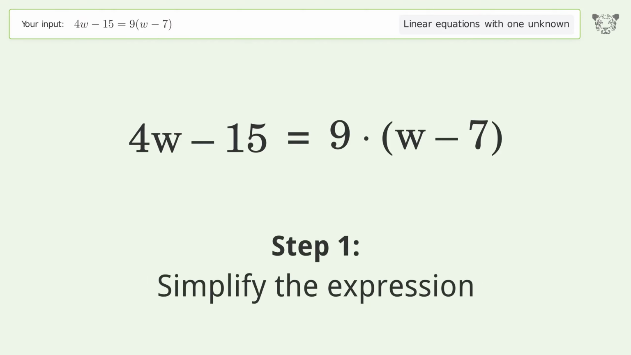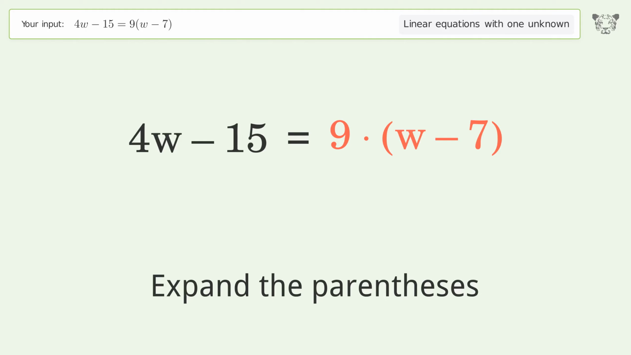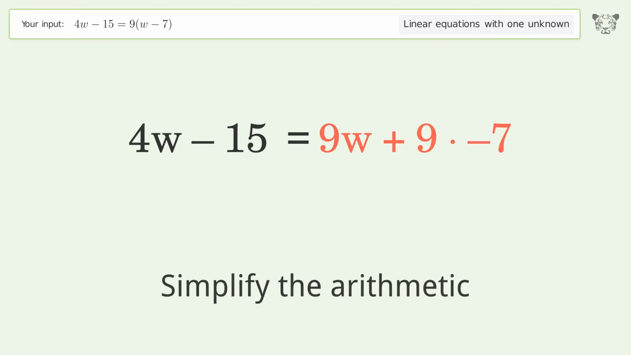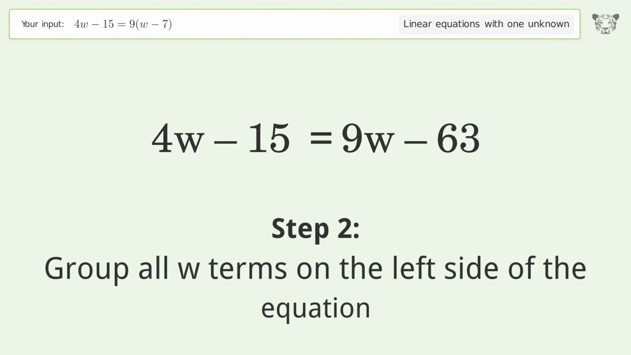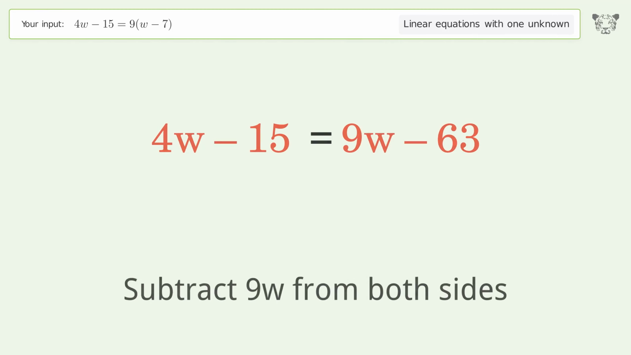Simplify the expression. Expand the parentheses. Simplify the arithmetic. Group all w terms on the left side of the equation. Subtract 9w from both sides.